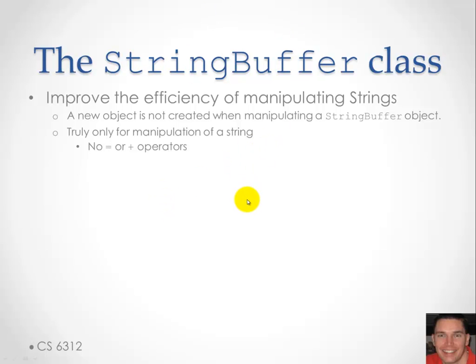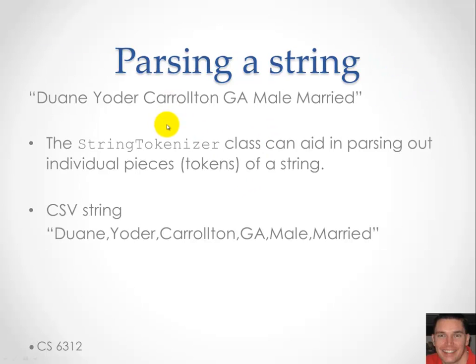to manipulate that. The last thing that I want to mention in regards to strings is that a lot of times when we're working with them, we need to be able to parse a string. For example, here I have a string that's separated by spaces. The StringTokenizer class is a very nice class that you can call and say, tokenize that. In other words, give me the individual tokens, in this case separated by spaces. It's going to return an array that gives me each individual token. So if I use the StringTokenizer class and tokenize based on spaces, it would return a string array that would have Dwayne, Yoder, Carrollton, Georgia, male, married in it, one for each element of the array.